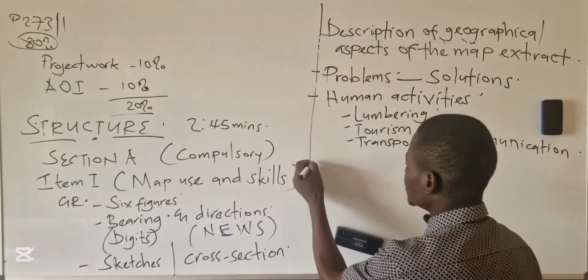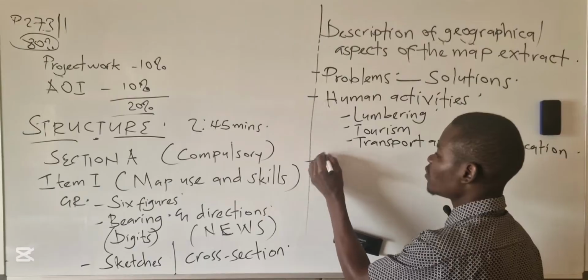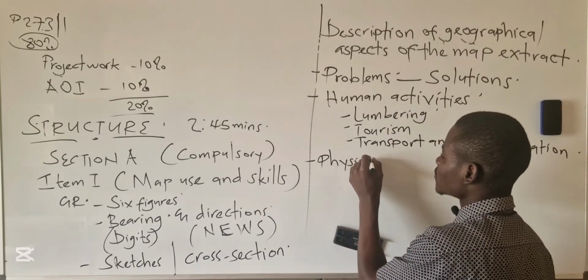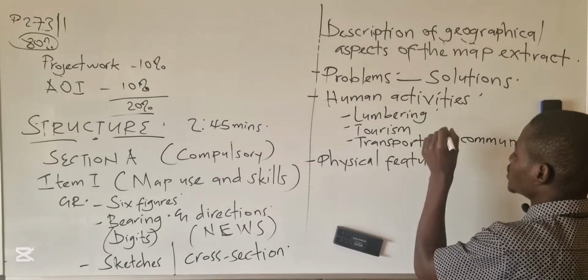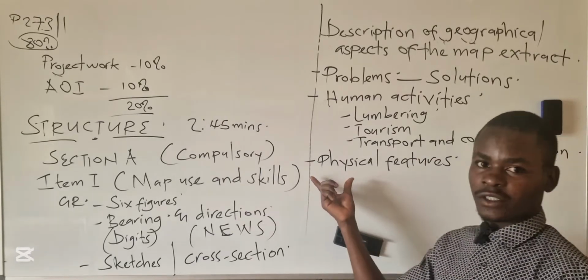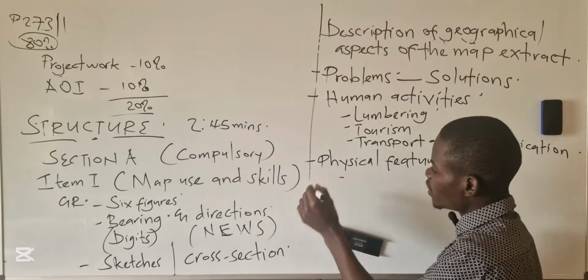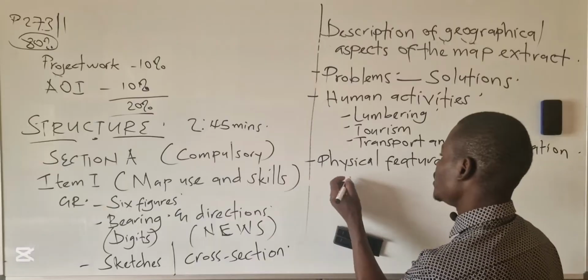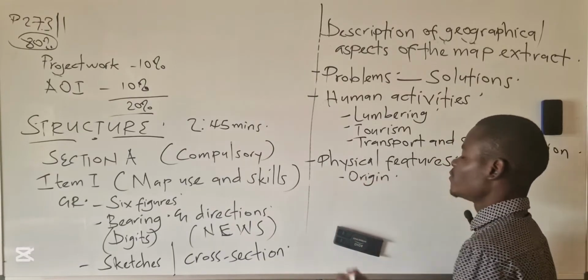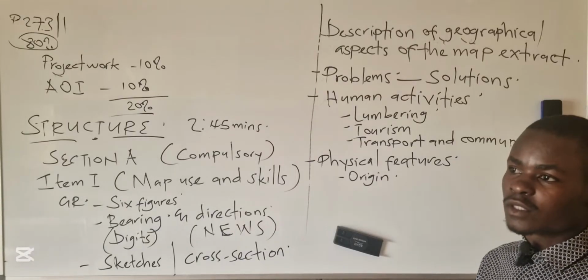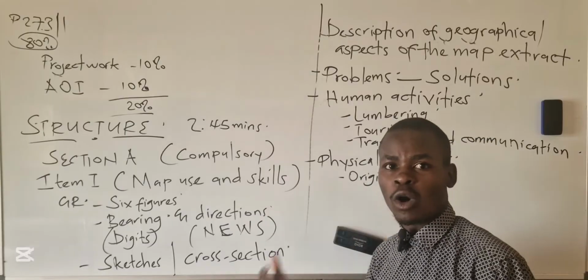So away from that, apart from human activities, you can also identify physical features on the map extract. So out of these physical features, you as a geographer, you have to be having knowledge about the origin of certain physical features. If it is maybe a conical hill, if it is a volcanic plug, how was it formed?